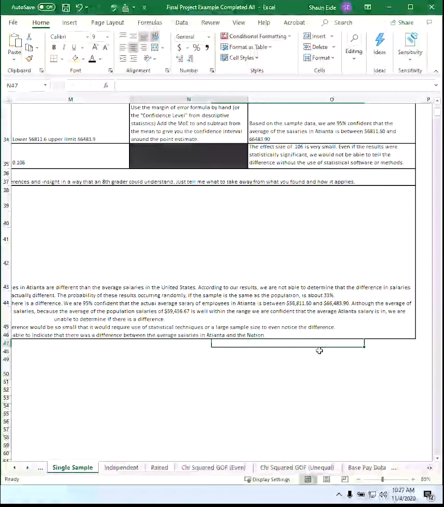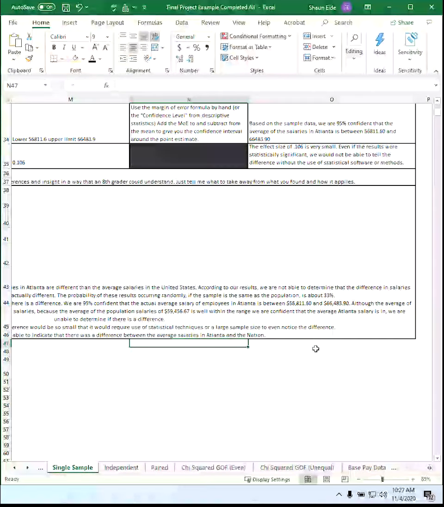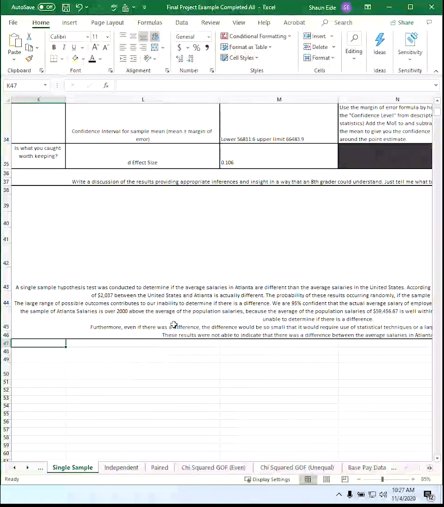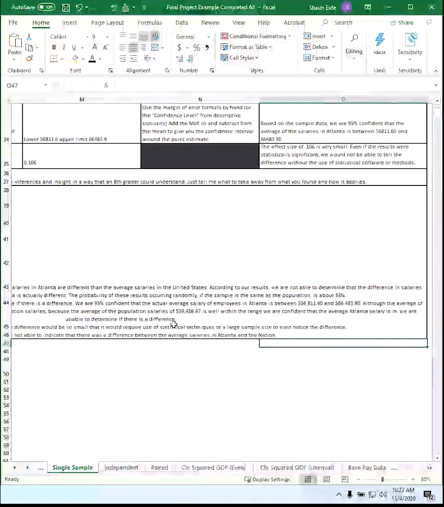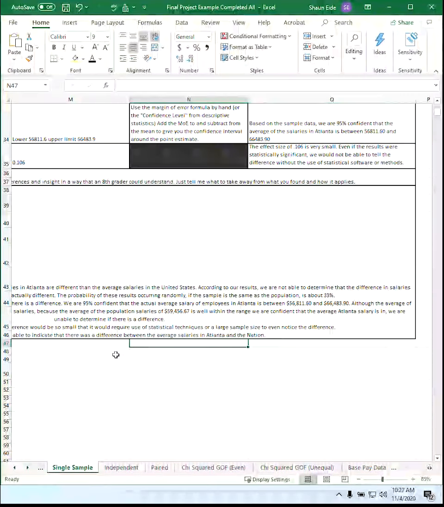Okay, so it says right here, because the average of the population salaries of 59,456 is well within the range, we are unable to determine if there's a difference. Because the population salary is within the confidence interval of the Atlanta salary, we're unable to determine if there's a difference. Furthermore, even if there was a difference, the difference would be so small that we would require statistical techniques or a large sample size to even notice the difference.